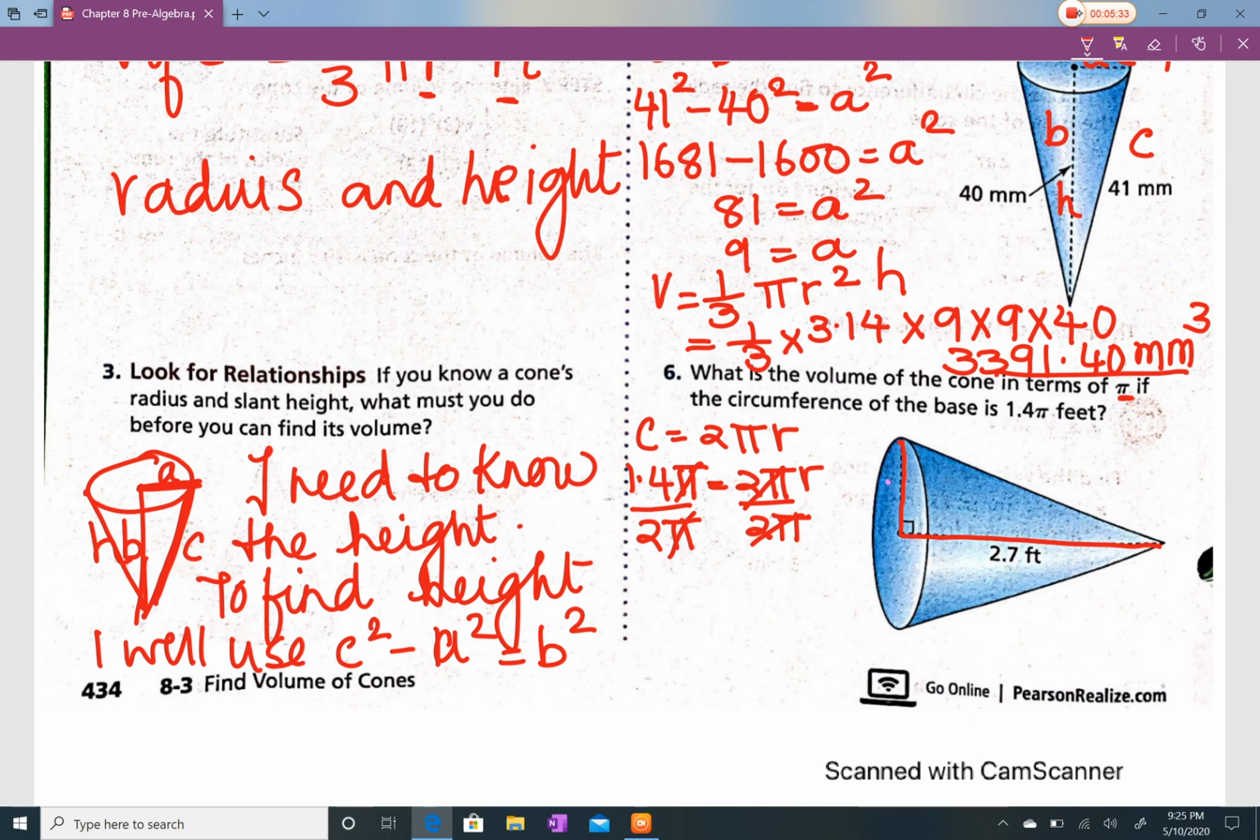Once I know the r, I do volume equals 1 by 3 pi r square h. That is equal to 1 by 3. Pi I have to keep as pi. R is 0.7 times 0.7 times 2.7. So what you do is on your calculator, 0.7 times 0.7 times 2.7 divided by 3, and you should get 0.441 pi feet cubic. Do not forget to write the units of measurement.